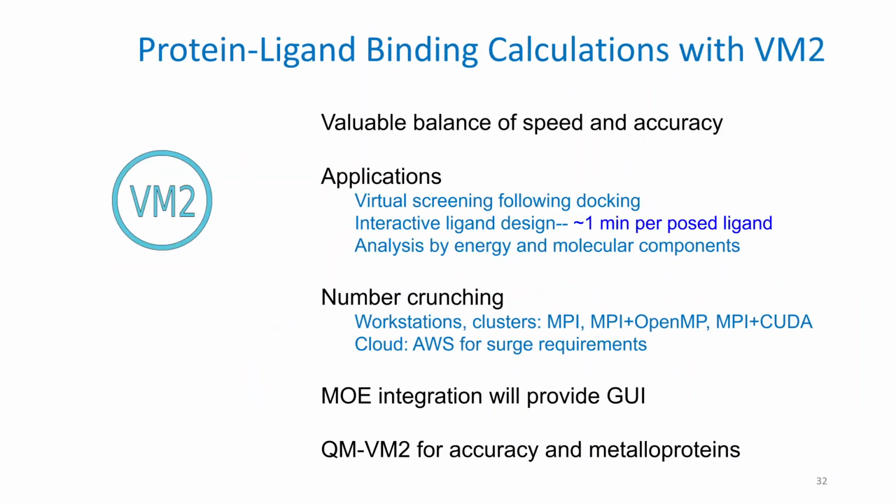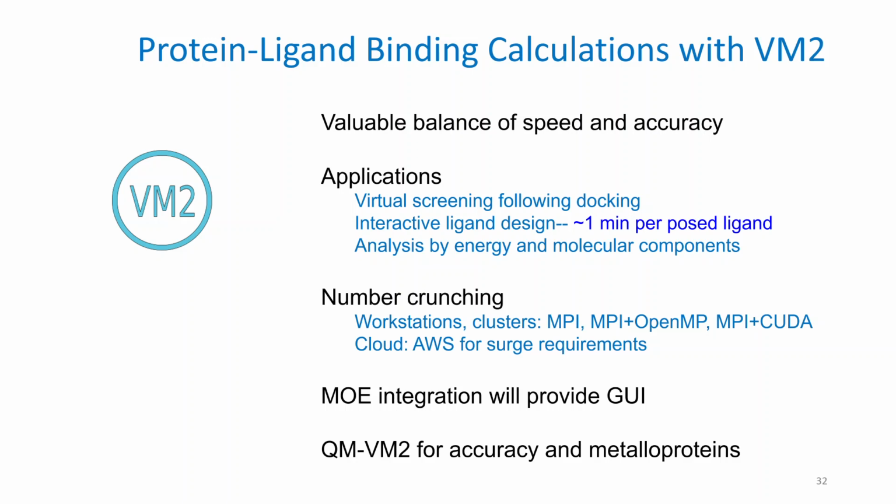So I'll wrap up by summarizing some of the main points. I think VM2 offers a distinctive and valuable balance of speed and accuracy. And I think this opens it up for a number of applications. One natural one would be virtual screening after docking calculations. So if you dock, let's say, 100,000 compounds, you may want to run VM2 on the 1,000 most promising looking ones to get a more accurate readout of their likely affinities.